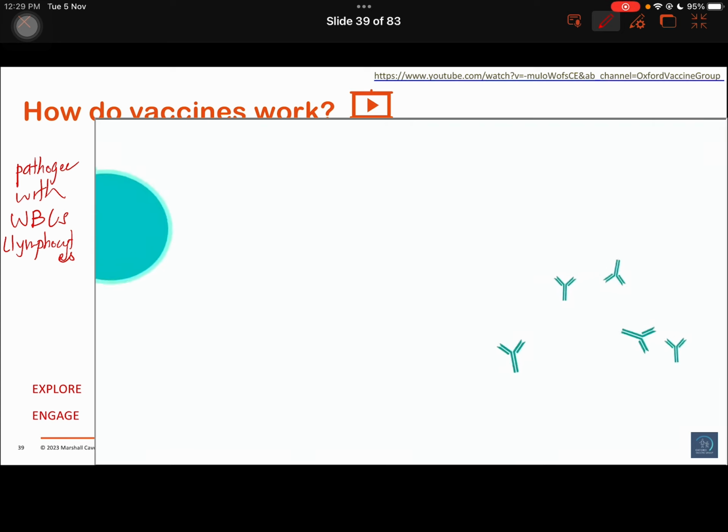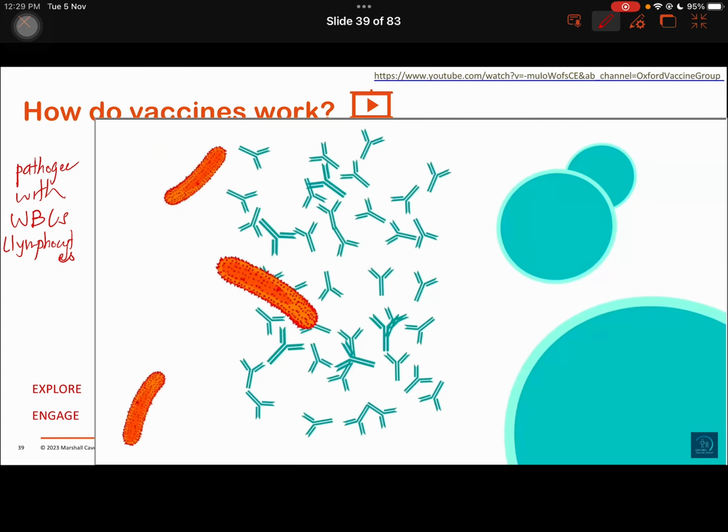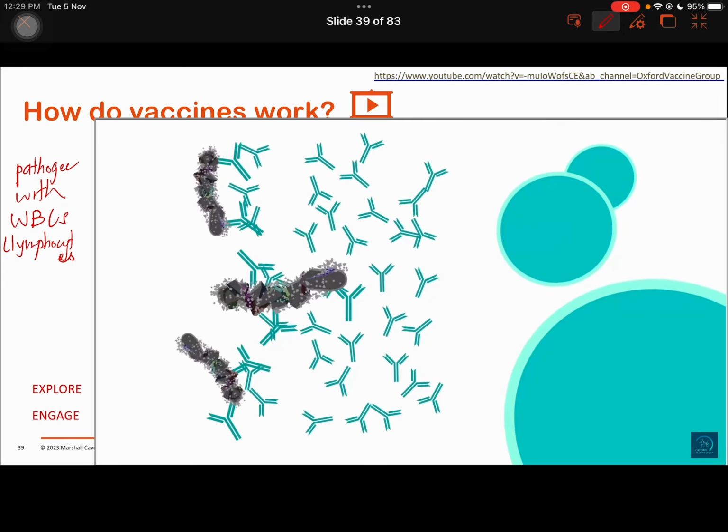Antibodies remain in the blood, and some white blood cells may also become memory cells. If those specific bacteria invade the body again, the immune system will respond so quickly that you won't get ill.